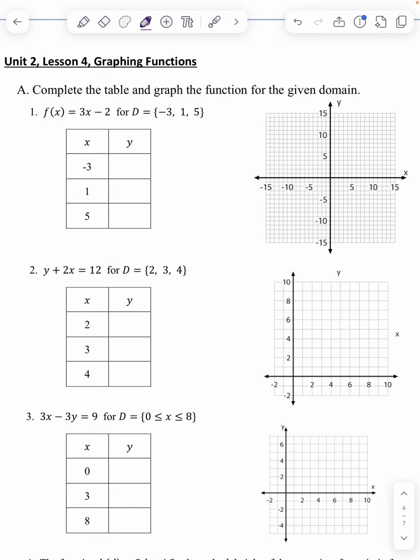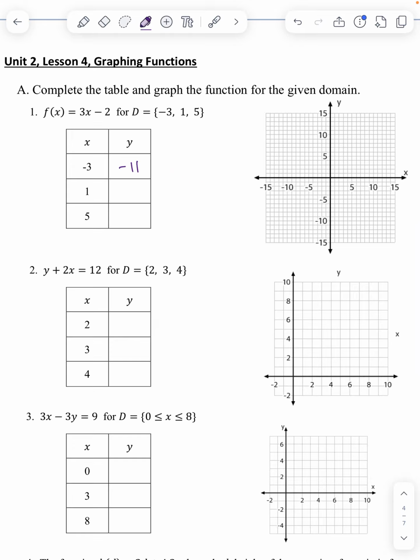3x minus 2, when x equals negative 3, so this is going to be 3 times negative 3 and then minus 2. 3 times 3 is 9, positive times negative is negative, so negative 9 minus 2. The final answer is negative 11. Okay, first one is done.